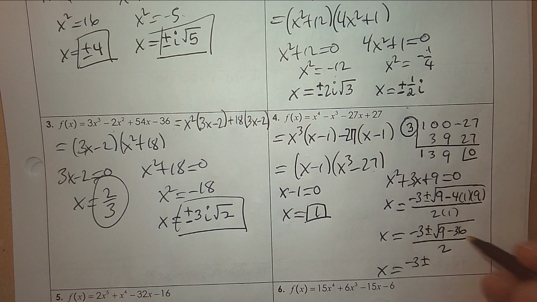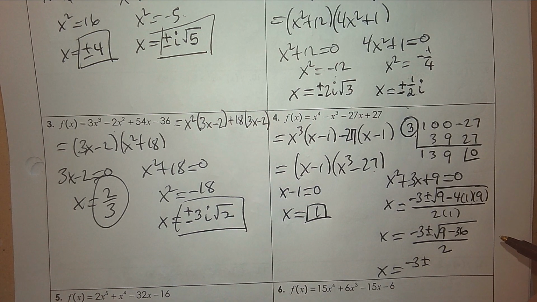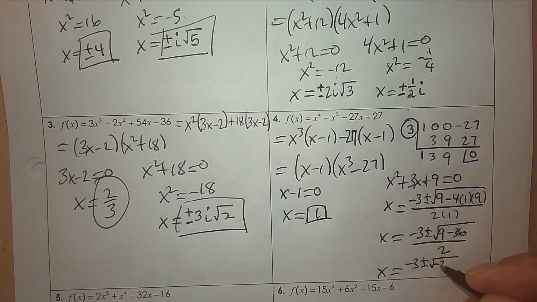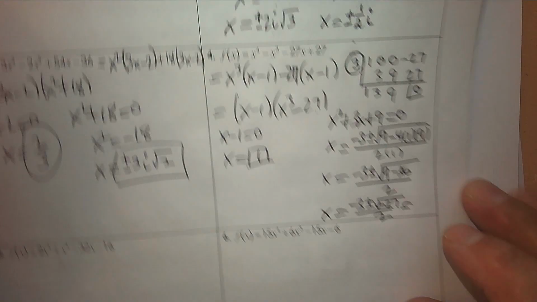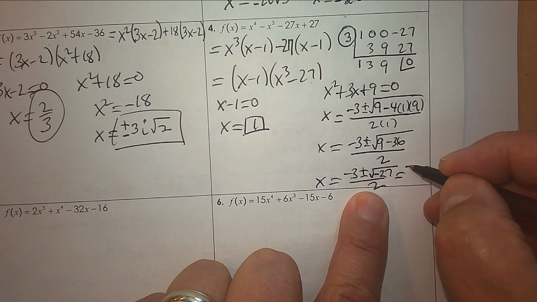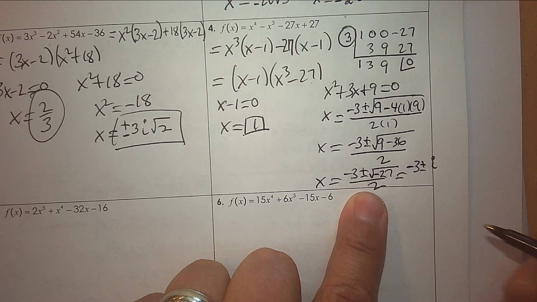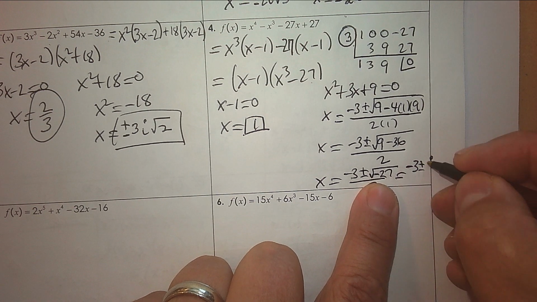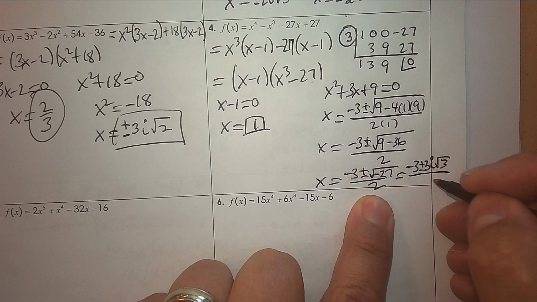So 9 take away 36 is negative 27. So let me just finish it off right here. So the square root of a negative number is imaginary. 27 is 9 times 3. So square root of 9 is 3, and what's left over is root 3. And then the denominator is 2.